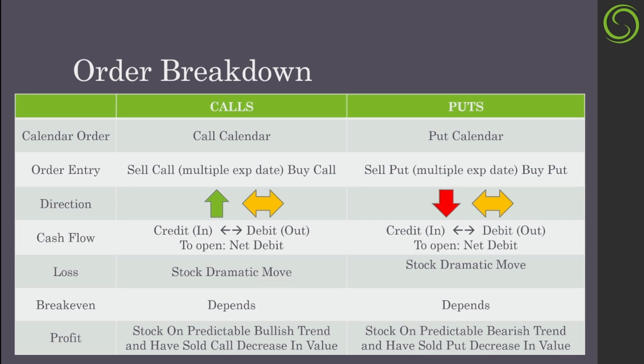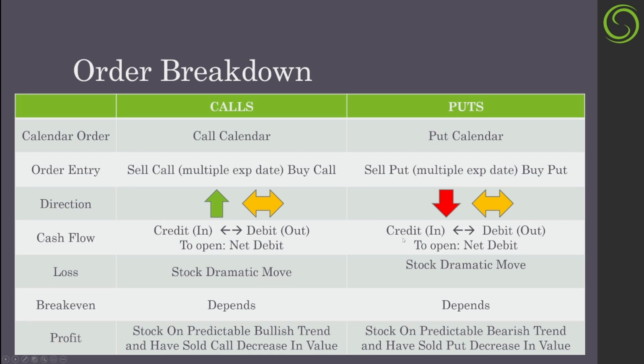Now for cash flow, we are going to have a credit in when we're selling a call, and a debit out, so we'll pay cash out when we buy a call. The longer term call that we're buying will cost more, so it will be a net debit trade. The reason why I broke this apart is something I will explain later. For losses, we do not want the stock to have a dramatic move. We are looking for something predictable, maybe even range bound, very steady in its trend.